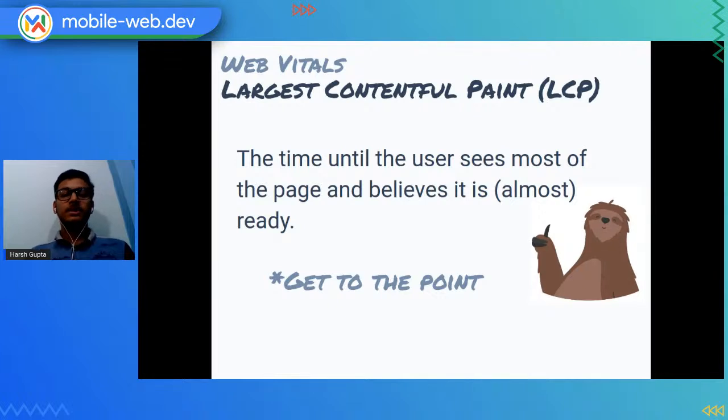If I go with the simple definition, it is the time until the user sees most of the page and believes it is ready. So, as we said, to get to the point: it means the user has seen the first contentful paint and the second, the largest contentful paint. So your website is ready to see. It means the majority, your HTML and CSS, which is more of the front-end content, and the user mostly sees that. So the user can see and go through the content, and the JavaScript will get loaded in the background.